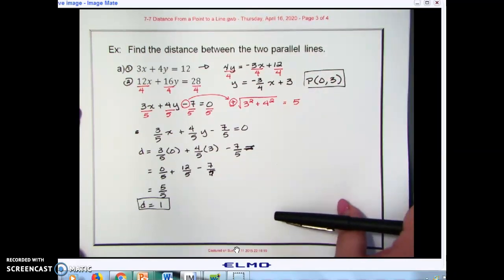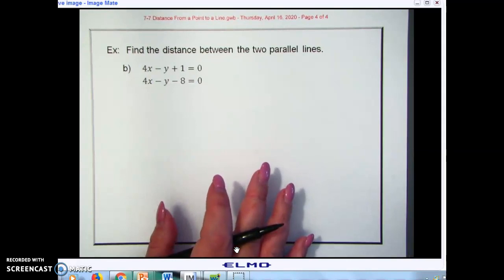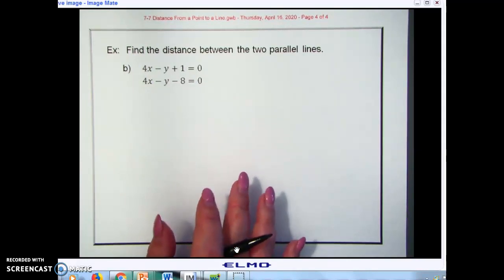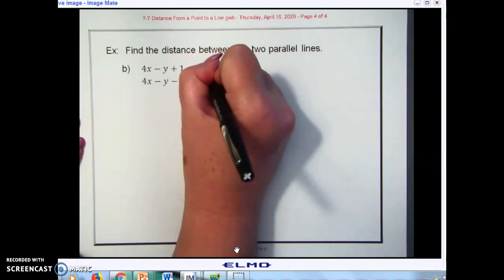Okay, so coming over here, take a moment. I've got a minute and a half, so we're going to have to see how I get this done. So again, pause, try this one on your own.